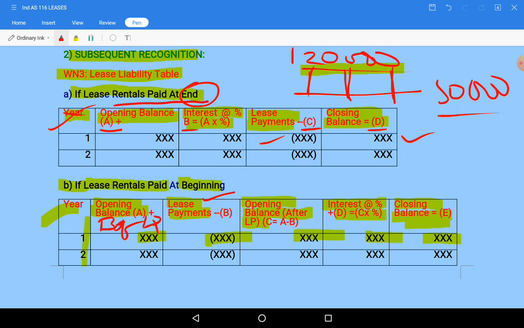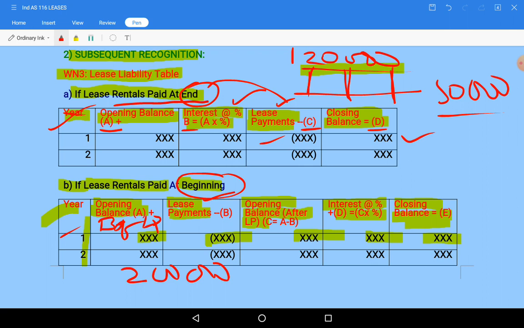If it is at the beginning, we will do this table, because on the opening balance we need to pay interest before paying the lease payments. Here lease payments are paid at the end, so your opening balance includes the lease payment also. Suppose your opening balance is 2 lakhs and each year you are paying 50,000. At the beginning itself you are paying 50,000, that will be deducted first of all.